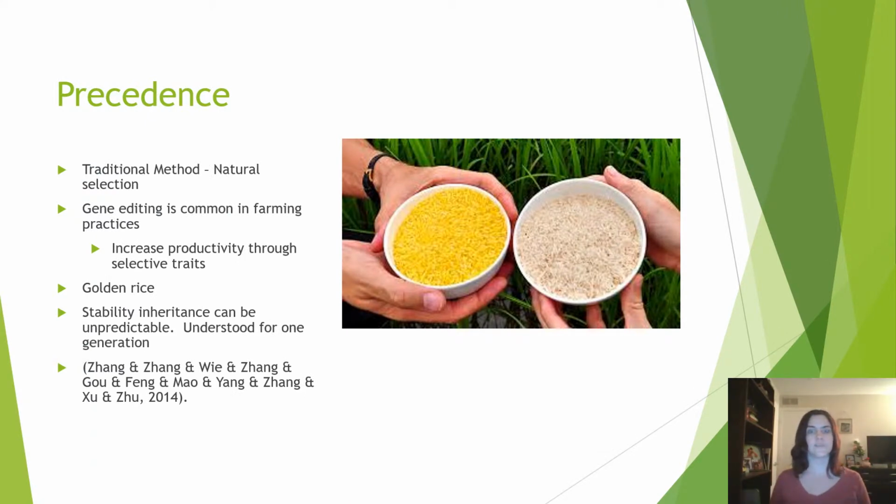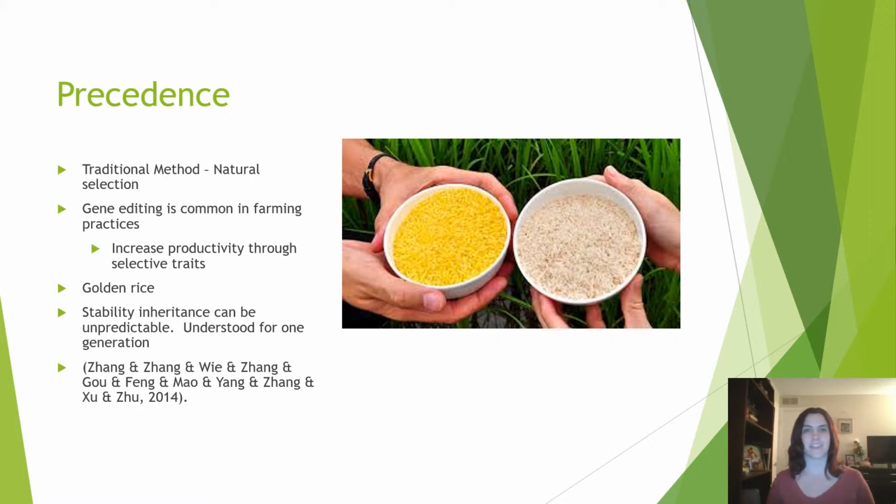So there is precedence for this. CRISPR cas9 is really beneficial for humans. We have been able to do this with plants in the past, and this is really just a sped up way of the traditional method, which is natural selection.